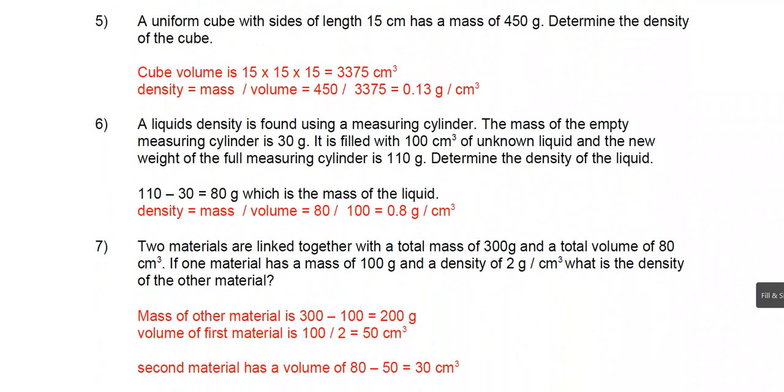Number 6, a liquid's density is found using a measuring cylinder. The mass of the empty measuring cylinder is 30 grams. It's filled with 100 centimeters cubed of an unknown liquid, and its new weight of the full measuring cylinder is 110 grams. Determine the density of the liquid. Well, 110 minus 30 is 80 grams, which is the mass of the liquid. Density is mass over volume, so 80 divided by 100 gives me 0.8 grams per centimeter cubed.